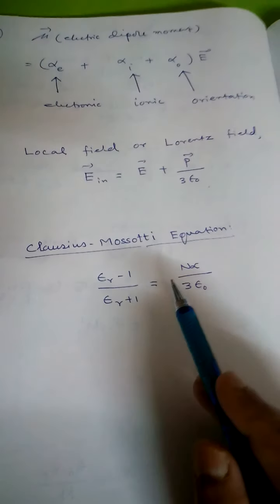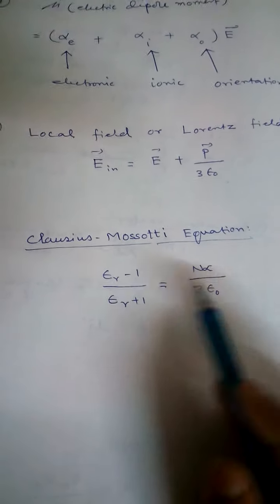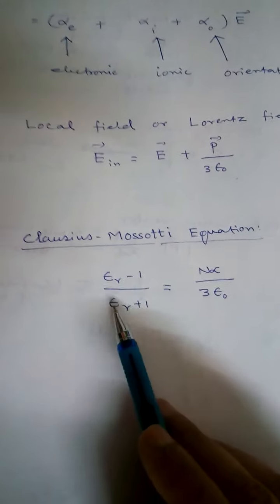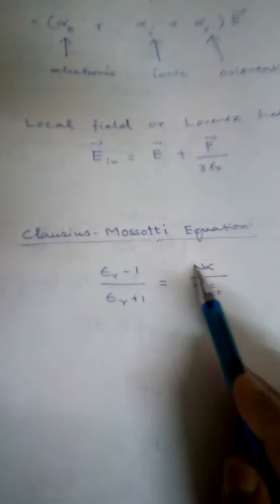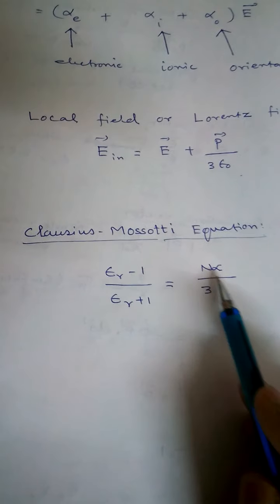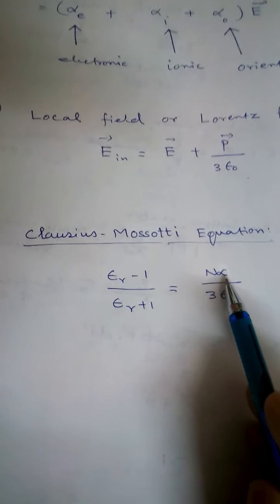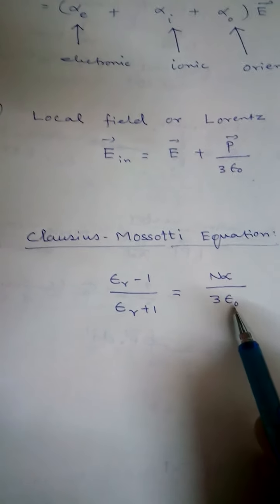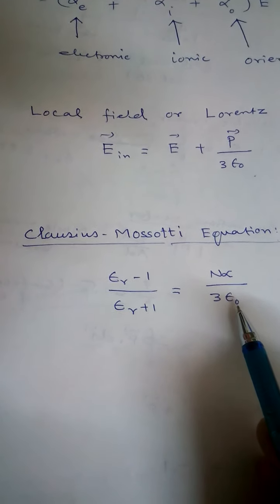Clausius-Mossotti equation. This is a very powerful equation in dielectrics. Epsilon r minus 1 by epsilon r plus 2 equals N alpha by 3 epsilon naught. N is the number of atoms per unit volume, alpha is the atomic polarizability, and epsilon naught is the free space permittivity.